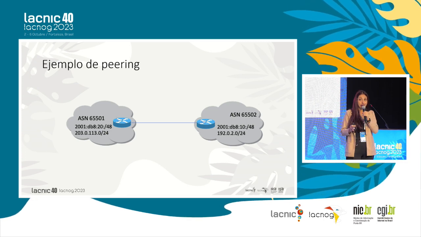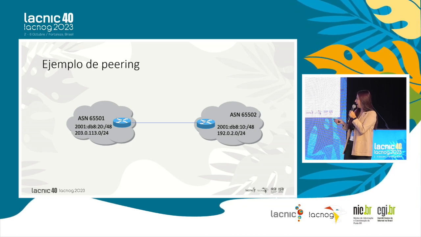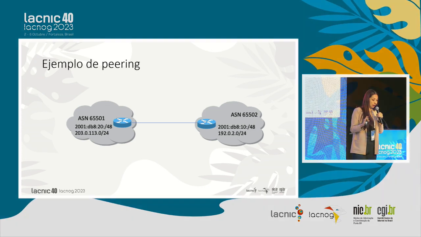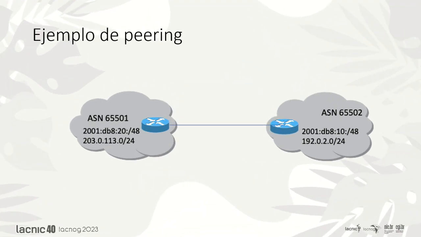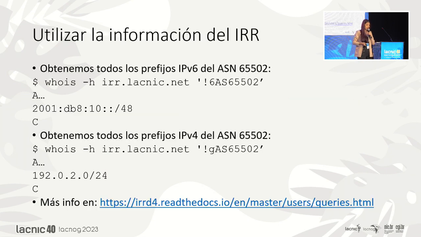So now we are going to see initially the IRR, and so we have this peering scenario. It's a basic peering scenario, an interconnection between two different autonomous systems. Each autonomous system is the owner of IPv4 and IPv6 resources that are announced from AS65501, the autonomous system on the right, to AS65502, and the other way around. These are the two prefixes announced.